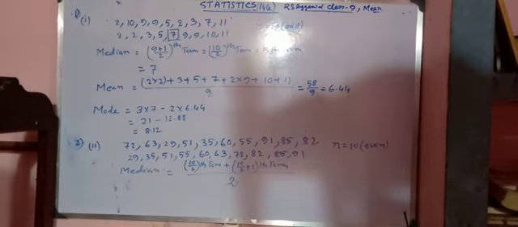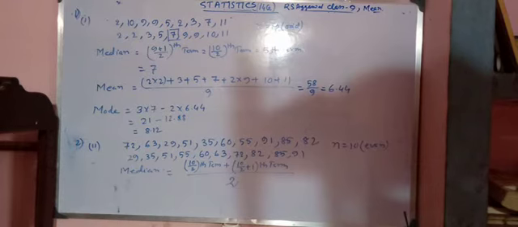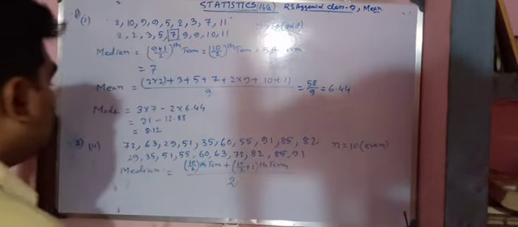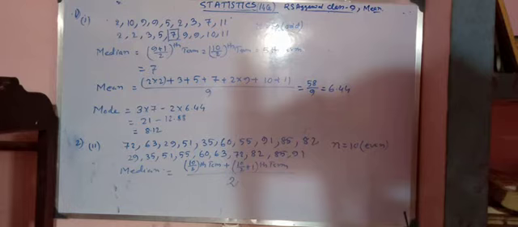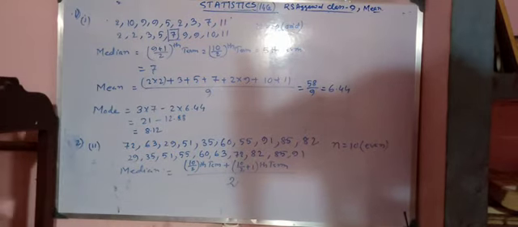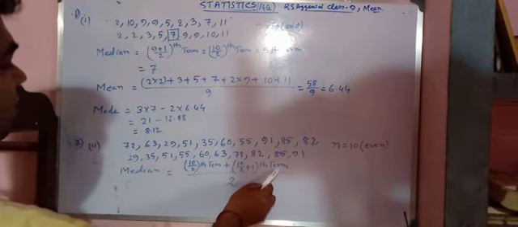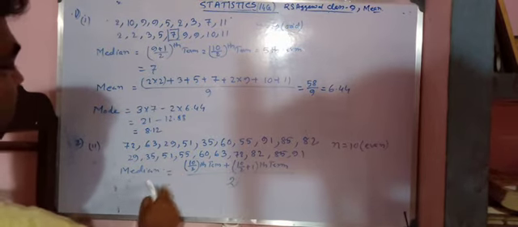Understood that? Next move to question number 2 of 14G. The data is given here. We have to find the median of this given data. So how can we find that? Here n is equal to 10, that is even. Now median is equal to, what is the formula for an even number? That is the 10 by 2th term plus the (10 by 2 plus 1)st term, divided by 2. This is the formula for an even number.